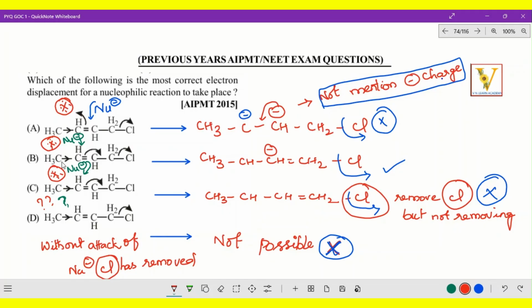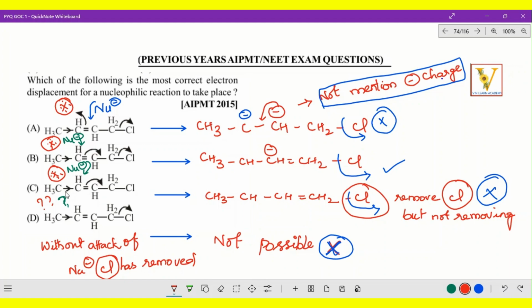And the second option, CH3 CH double bond CH and CH2Cl. See, when the nucleophile attacks, I just mentioned it in green color. So the nucleophile attacks, the pi electrons are transferring, and due to the transfer of electrons, automatically Cl will be removed. When the electrons are transferring, I am putting a minus charge. So automatically the double bond goes over to the next adjacent atom, then Cl is removed. Actually, it is the correct way of showing the mechanism.